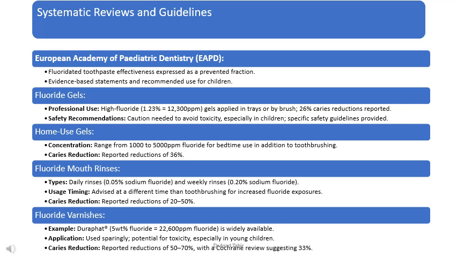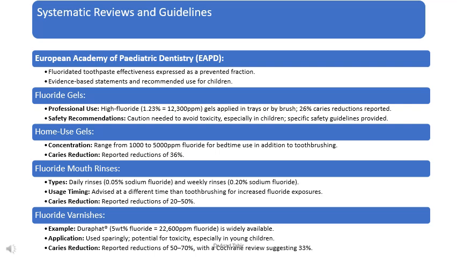Home use gels. Concentration. Gels with 1000 to 5000 ppm fluoride are used at bedtime alongside brushing, reducing cavities by 36%. Fluoride mouth rinses. Types. Daily, 0.05% sodium fluoride, and weekly, 0.2% sodium fluoride, rinses. Timing. At different times than brushing for better fluoride exposure, reducing cavities by 20 to 50%.